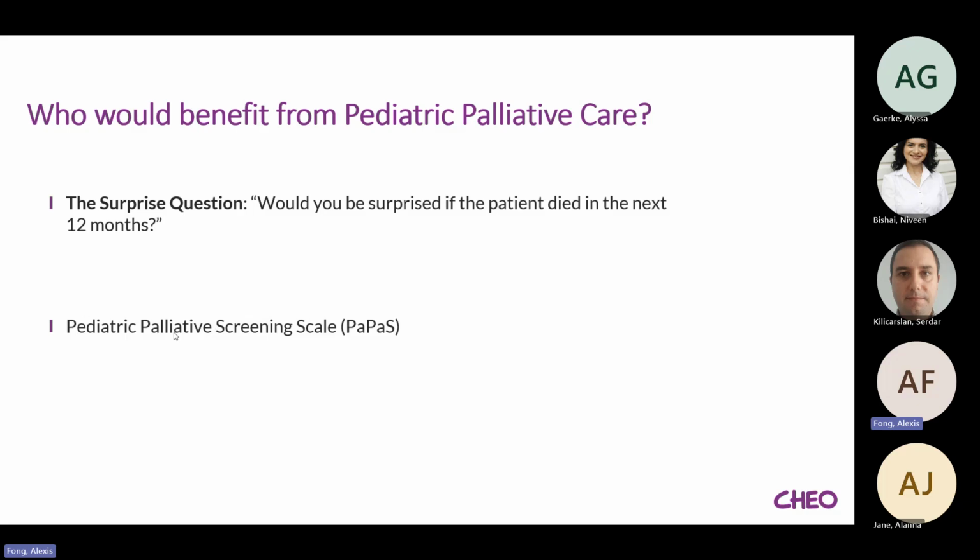When we think of who would benefit from pediatric palliative care outside of these 4 categories, there's not a lot of validated tools in the pediatric population. There's so much on the adult side, not a lot in peds. So one of the things that we like to use is the surprise question. So asking, would you be surprised if the patient died in the next 12 months? If you would not be surprised, they're probably a good patient to be referred to pediatric palliative care.